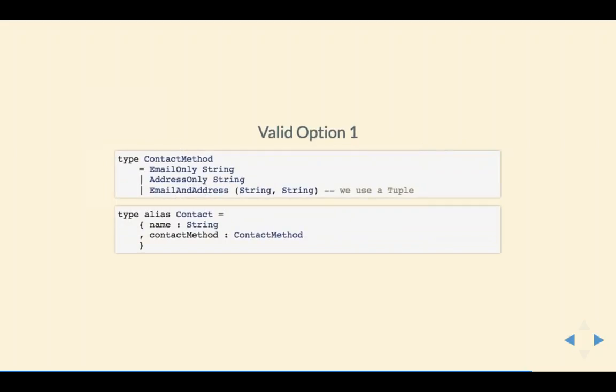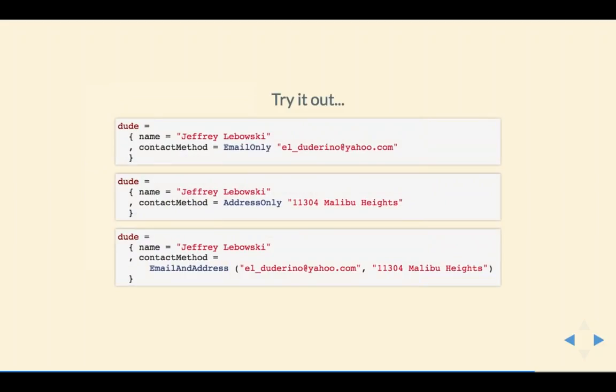So here's an option. I can create this contact method type, and it's got email only with the string email address, address only with the string, or email and address, which is type string string, a tuple. And now I have a contact with a name and then a contact method, which must be one of those three things. So it's impossible to have none of those things. So let's test it out. We've got the email only version, El Duderino, the address only, and then the both. The compiler will enforce those rules now.